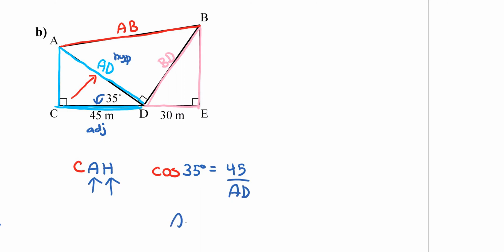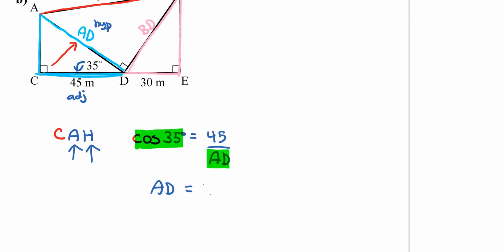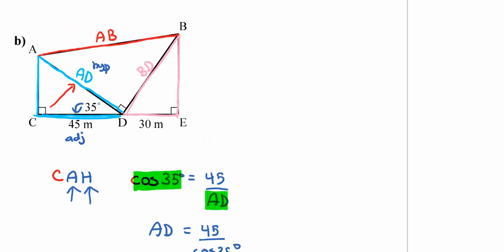So we can find AD, just like in problem 4a, by just switching these two terms here. So AD will now be 45 divided by cos of 35 degrees. And if you go to your calculator to one decimal place, you get 54.9 meters. So AD has a value of 54.9 meters. I'll save that for now, and we'll come back to that a little bit later.